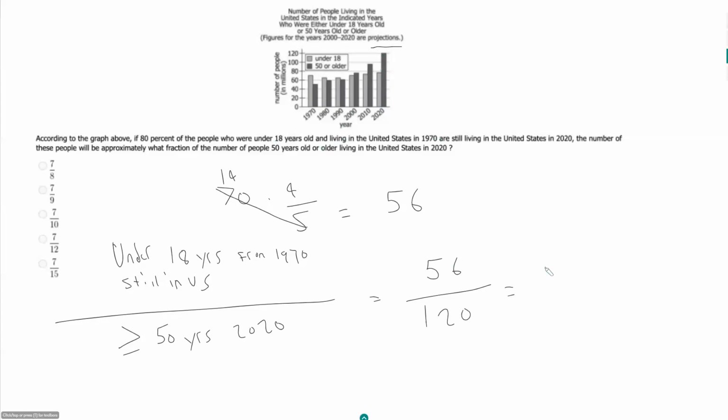This simplifies, so we got what? Divided by 2, 28 over 60, divided by 4. That gives me 7 over 15. Is that a choice? Looks like it is.